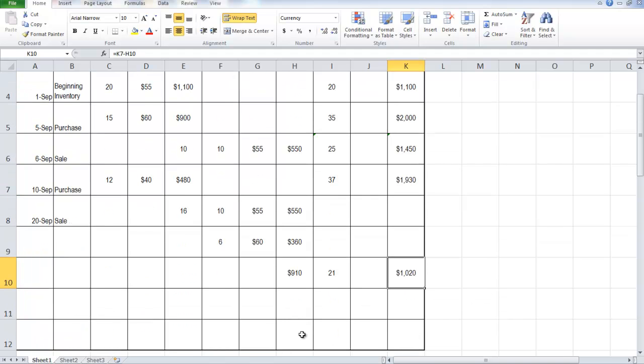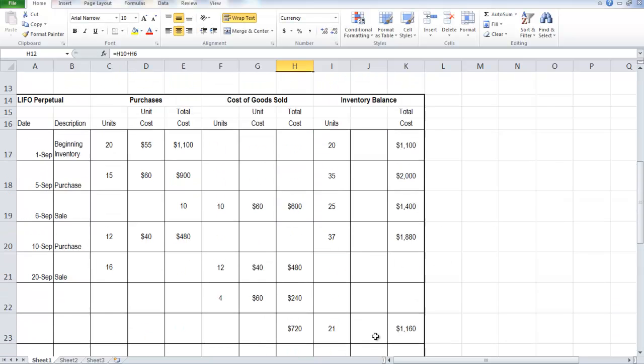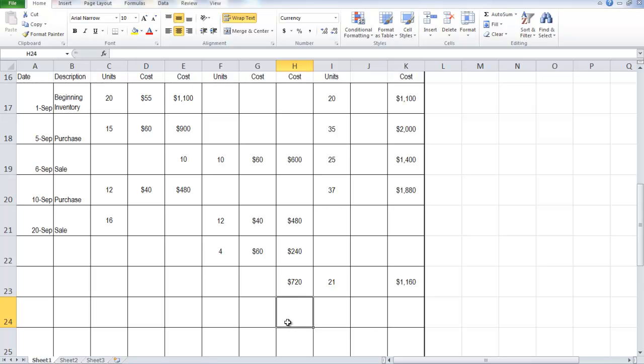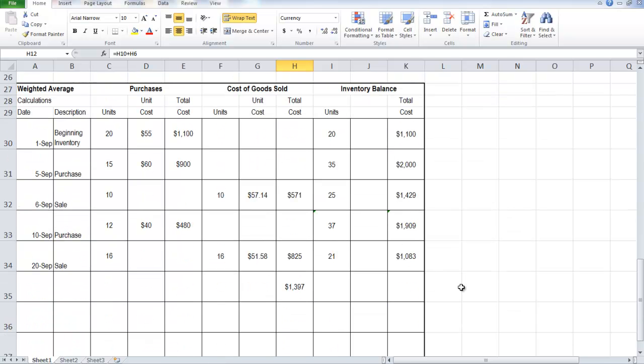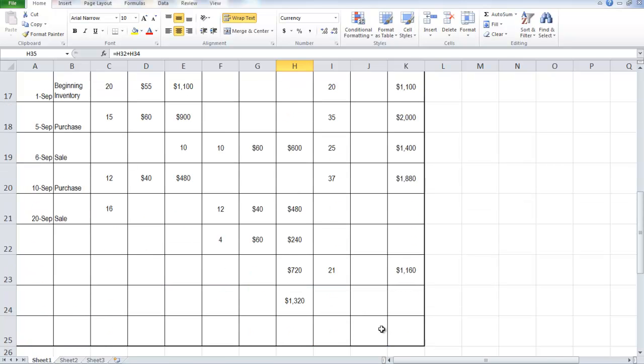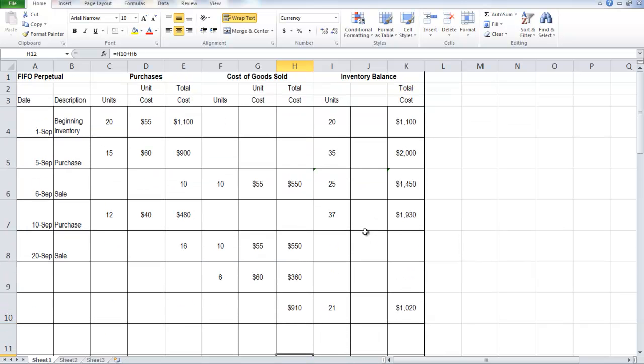Then also, my total cost of goods sold for FIFO is $1,460, and for LIFO, the grand total of the cost of goods sold is $1,320. So again, $1,320 and $1,460. So weighted average should be in between that, and it is $1,397. So it's higher than the LIFO and lower than the FIFO. So that's the weighted average calculation of cost of goods sold and the ending inventory balance.